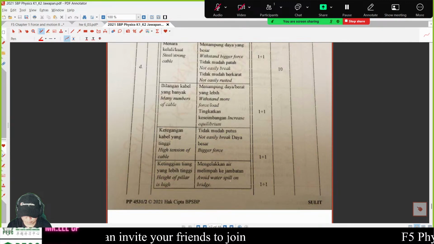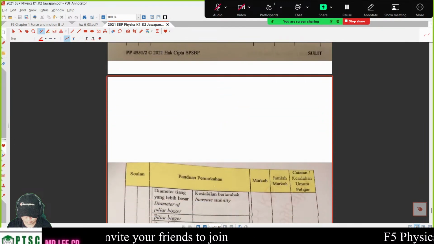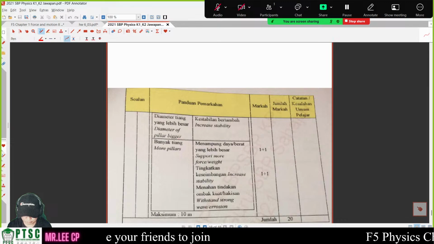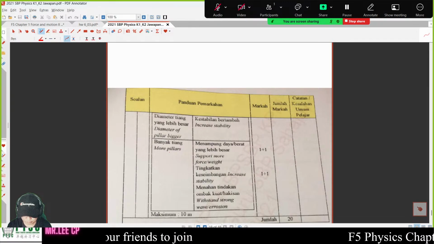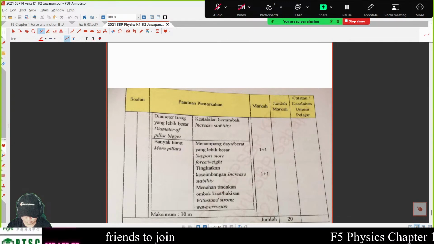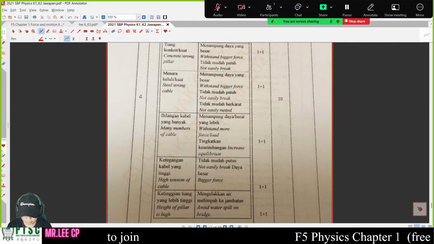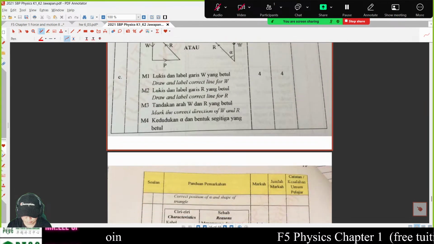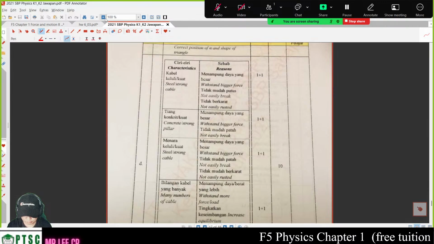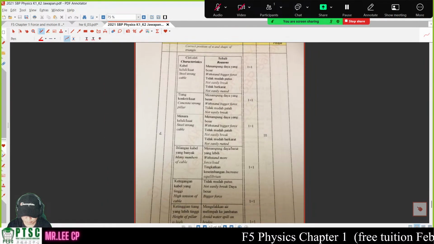So avoid water spill on the bridge. Okay. Diameter of the pillar big. Stable. More pillar. This is all the marks. So I didn't put in more pillar. Okay. So I screenshot this one as the answer for you. I screenshot the answer. I make it smaller.